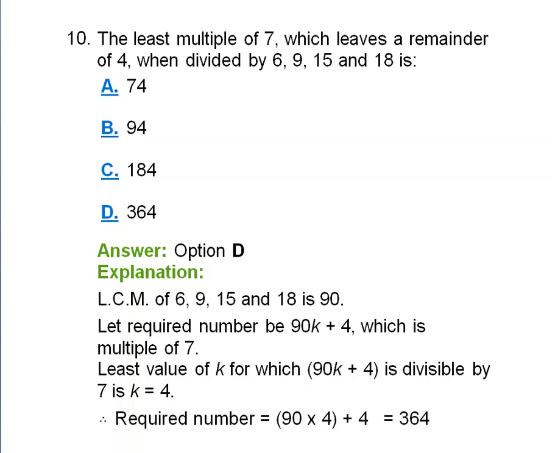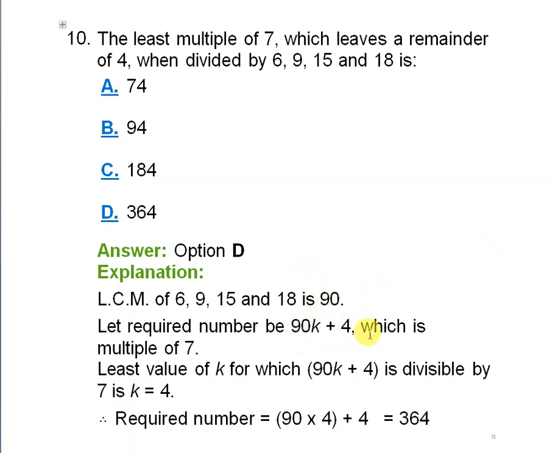Okay, so first we will calculate the LCM of 6, 9, 15 and 18, that is 90. Now we will consider that the required number is 90k plus 4, which is a multiple of 7. We have considered this because in the question itself it is said that the least multiple of 7 leaves a remainder of 4 when it is divided by all these 4 numbers, right? So it means that if the LCM of all the 4 numbers is 90, then the number would be 90k plus 4, which is a multiple of 7.